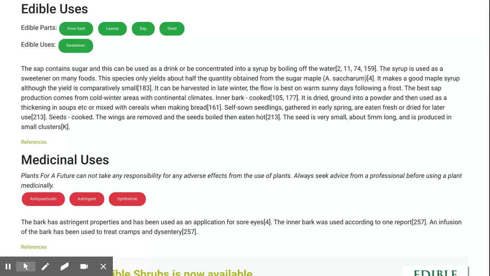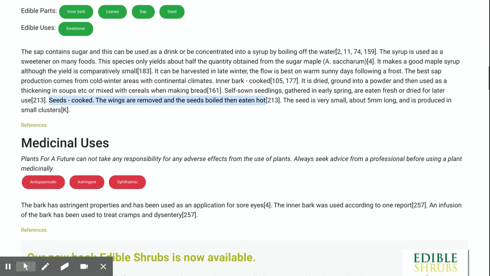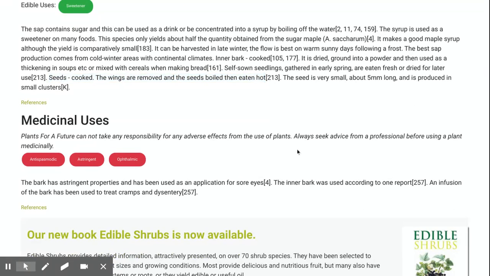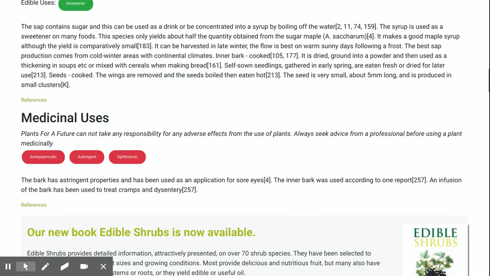But then there are other edible uses that the tree has. Some people at some point have eaten the seeds cooked with the wings removed. Once the seeds have been boiled, they were apparently eaten hot. And so, whatever reference this is, it could tell you more about who that was that did that, maybe someone else who might have done that, and how it tasted.